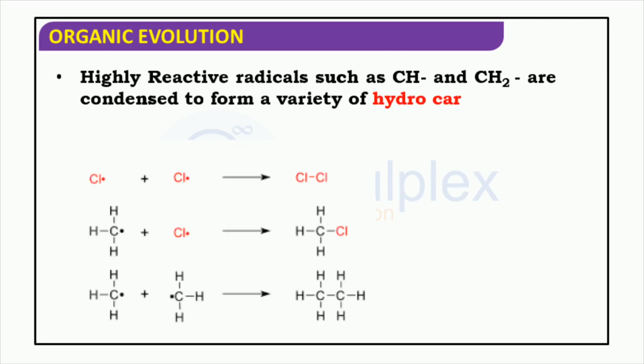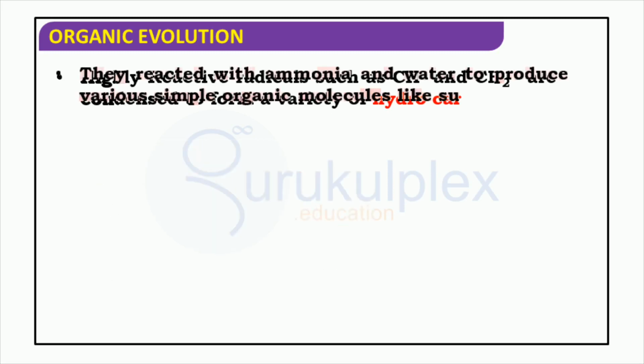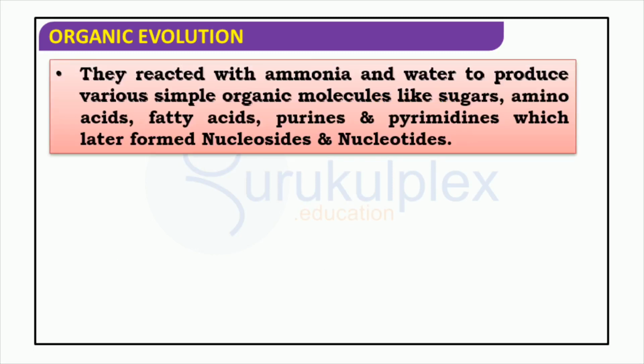Highly reactive radicals such as carbon monohydride and CH2 within the prebiotic soup were condensed to form a wide variety of hydrocarbons. These hydrocarbons then reacted with ammonia and water to form several simple organic molecules, including sugars, amino acids, fatty acids, purines, and pyrimidines. This combination of molecules eventually led to nucleosides and nucleotides, the building blocks of life.